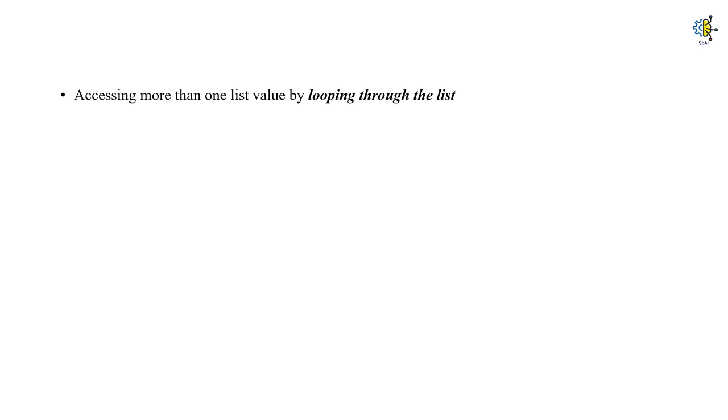We can access more than one list value by looping through the list. This is done with the help of for loops. So here I have my list which stores the values 1, 2 and 3. For n in MyList, so here the variable for the for loop is n. I am simply printing the value of n. So the output would be 1, 2 and 3. So we can see that we have accessed all the values in the list. We'll look into for loops and other loops in another video.